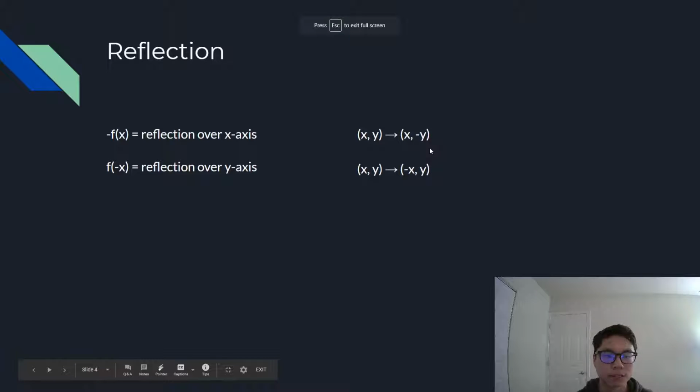Nextly, there are reflections. When there is a negative inside or outside the function, it is a reflection. When it's outside f of x, then it is a reflection over the x-axis. When it's inside the parentheses, then it is a reflection over the y-axis. On the right hand side, you can see how the x and y coordinates are changed.